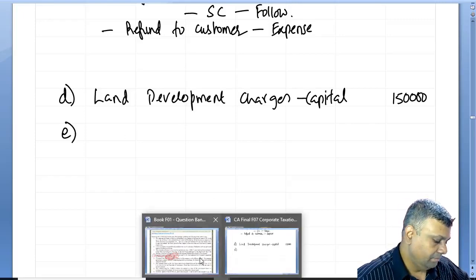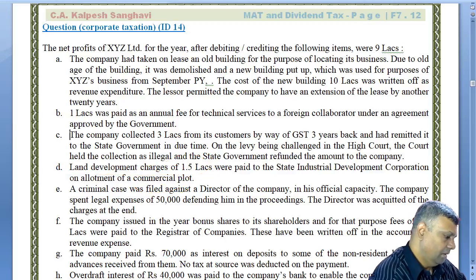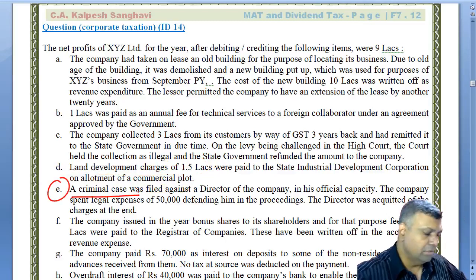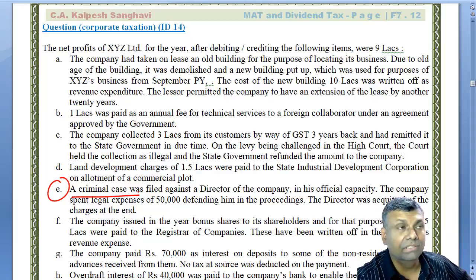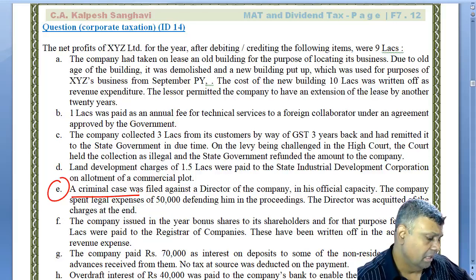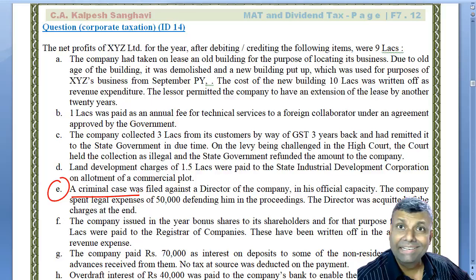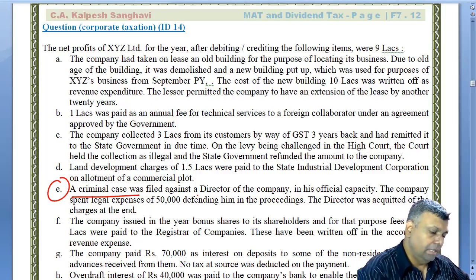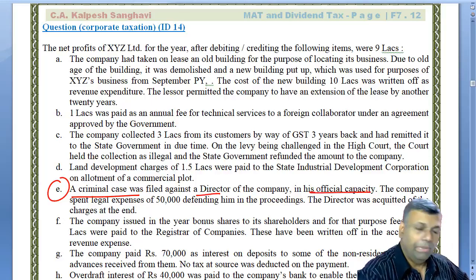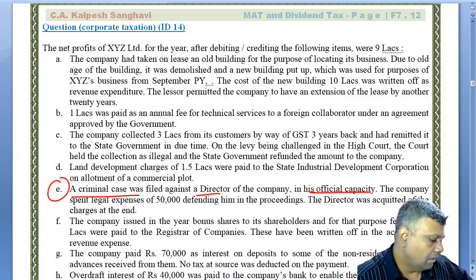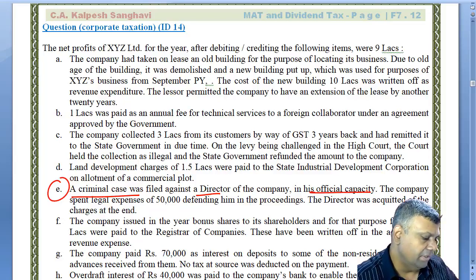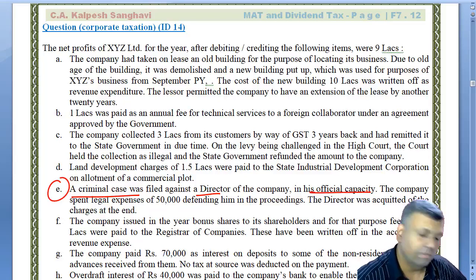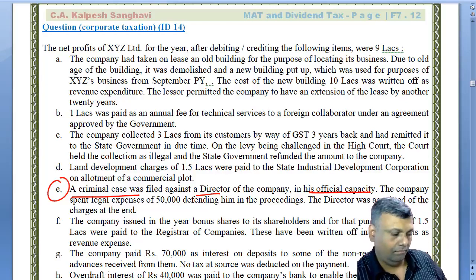Point number E. A criminal case was filed against the director of a company. This is also a point with a good number of judgments. A criminal case was filed against the director of the company in the official capacity. Director in the official capacity, but the case is criminal. The company spent legal expense of 50,000 defending him, and the director was acquitted of the charges at the end.